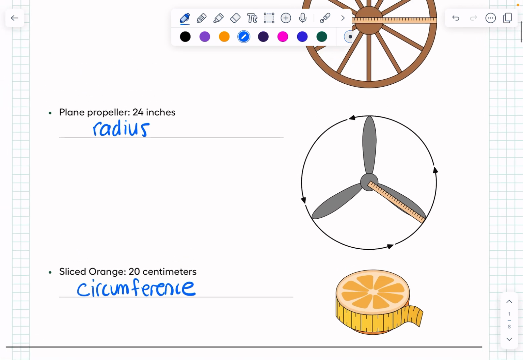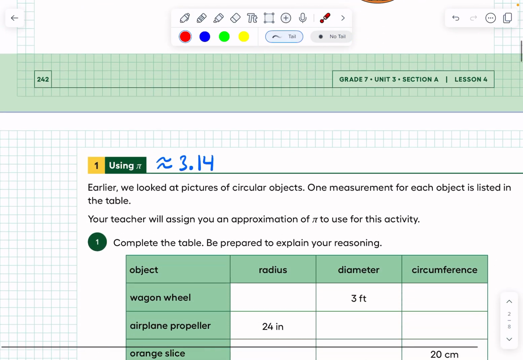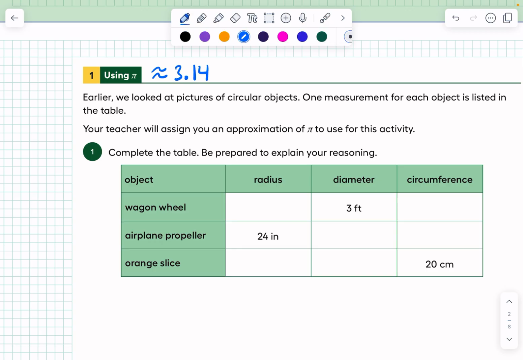I'm just going to show you that if the wagon wheel is 3 feet, then do you agree that the radius would be just half of that? And if you take half of 3, the radius would be 1.5. Let's label this A, B, and C.